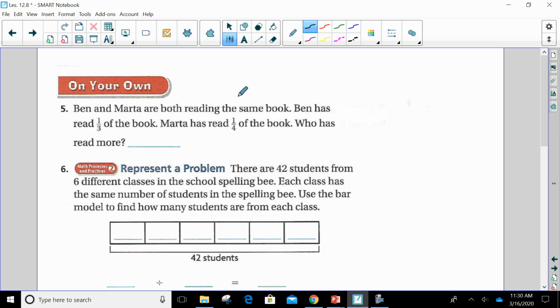Ben and Marta are both reading the same book. Ben has read 1/3 of the book. Marta has read 1/4 of the book. Who has read more? Well, look at your fractions. The denominator shows it's broken up into more pieces, which will make the pieces smaller. So it will be Ben. I guess this is good spiral review.